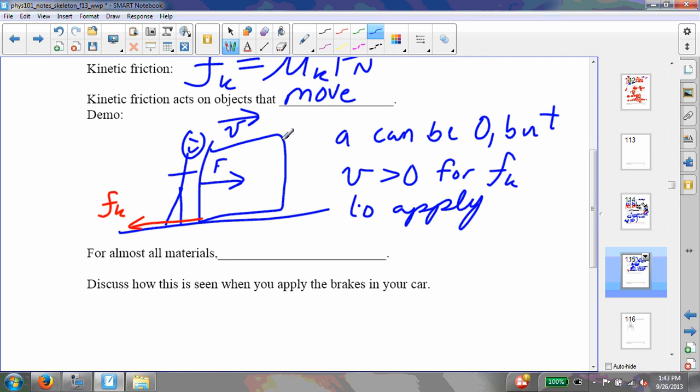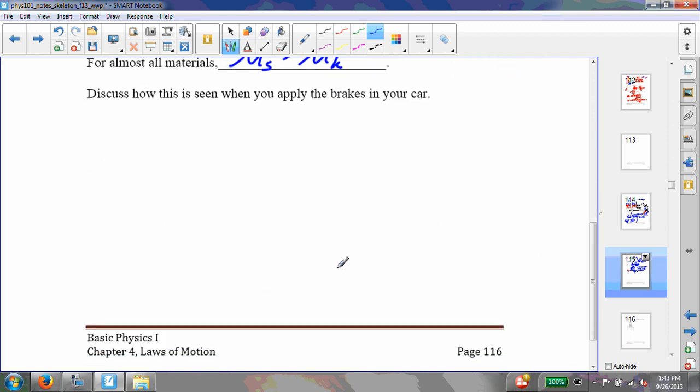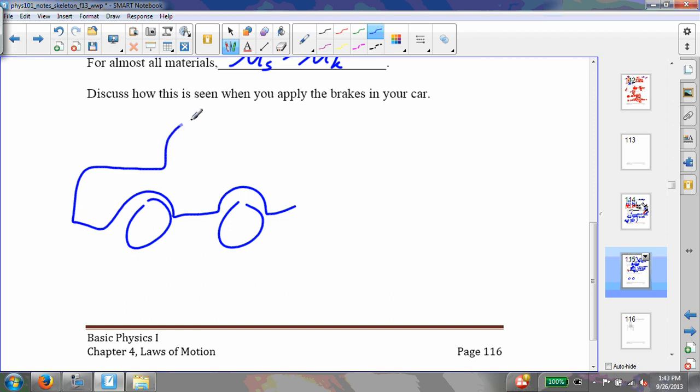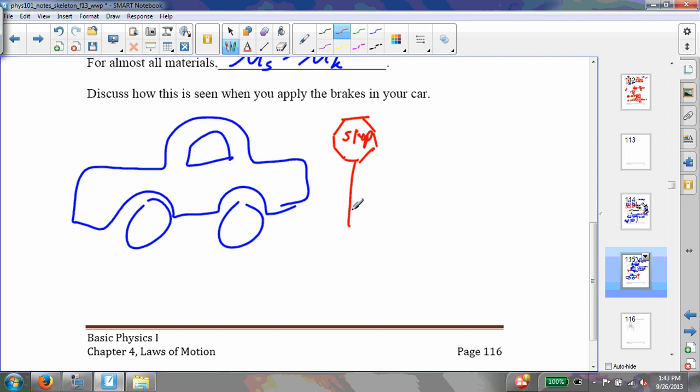All right, now for almost all materials, mu s is greater than mu k. This becomes really apparent when you apply the brakes in your car. So imagine that you're driving. I know that most of you don't really stop at stop signs, but if you did, and maybe you'll do this after this class, you would see that this happens. All right, here's your stop sign. Stop. All right, you come to a stop.